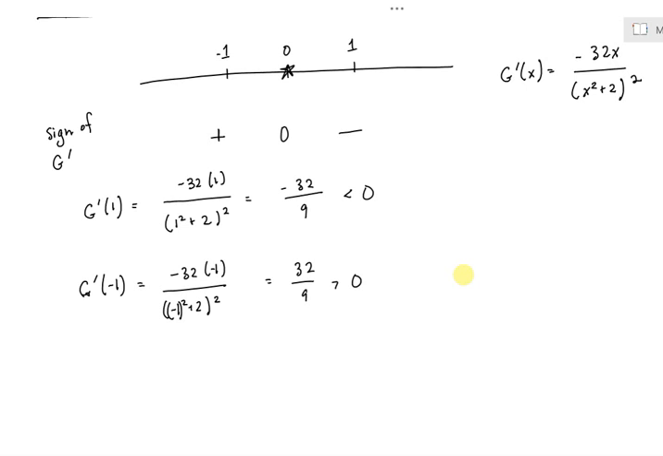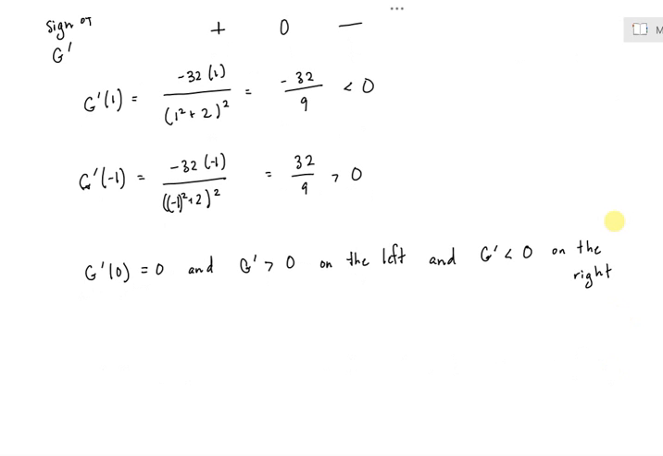So looking at the one we have, we know that g prime of 0 is 0, and g prime is less than 0 on the left. Oh, greater than 0. Greater than 0 on the left, and less than 0 on the right. So g, the original function, has to look like this at 0.